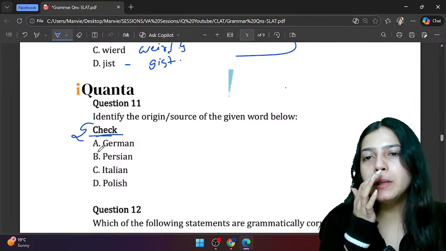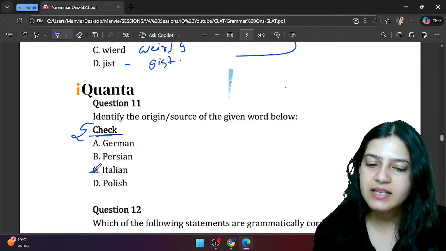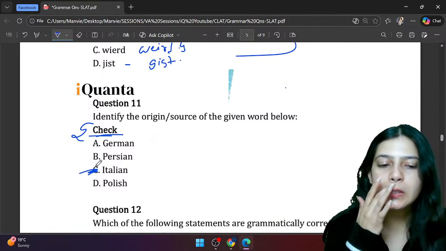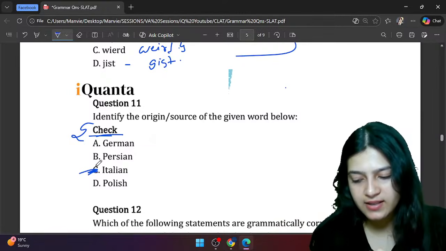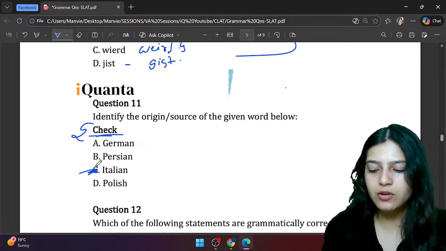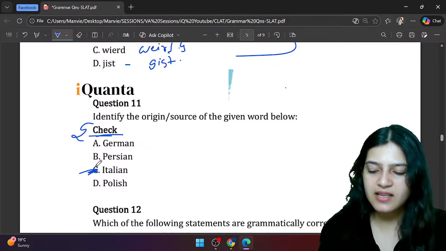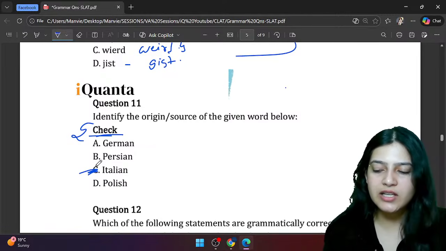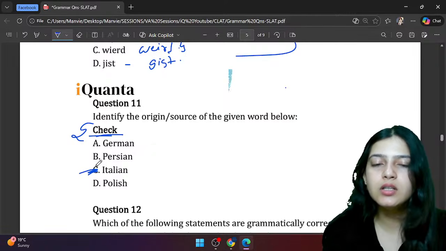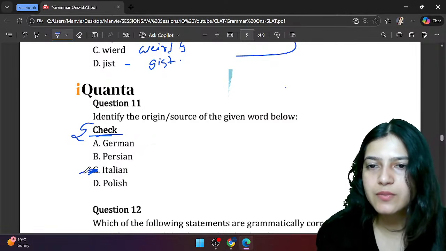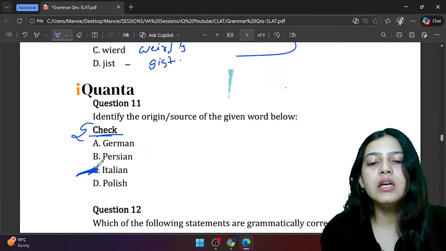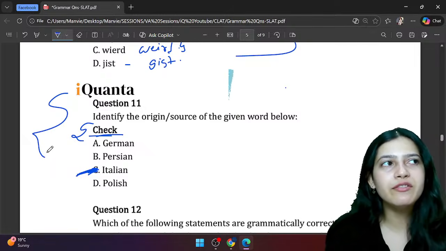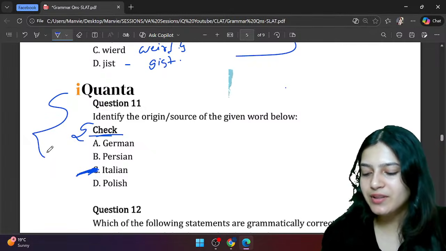Okay, so it is not German or Persian, but it is Italian. Actually, the origin of this word is that it comes from the game of chess. When you put the opponent's king under attack, you say check. Every time you get a chance against the opponent, you say check. So it comes from there, and it is an Italian word. These kinds of questions are based on pure luck, right? If you know, you know. If you don't know, you don't know. So that is the thing.